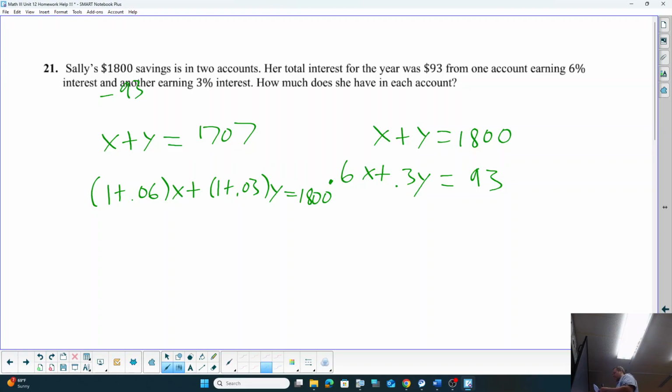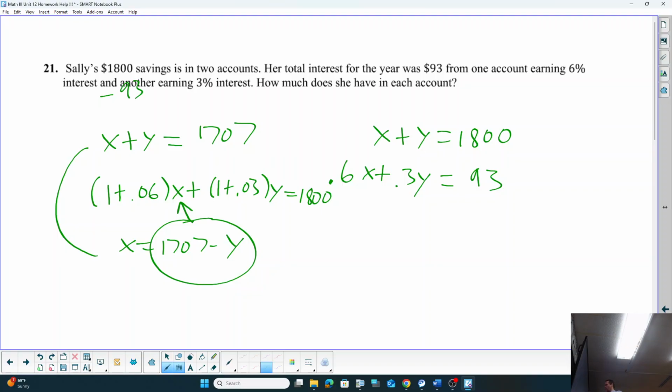Okay, so let's see here. 2 different accounts, 3% versus 6%, huh? I feel like there's an easier way to do this, but that's okay. Okay, so we're going to go ahead and just solve the above one because that's easier. So we'll go ahead and say that x equals 1,707 minus y. Now, wherever we see an x, we're just going to plug that sucker right in there. So now we have 1 plus 0.06, which is just 1.06, times the 1,707 minus y, plus 1 plus 0.03 is just 1.03. Y equals 1,800.